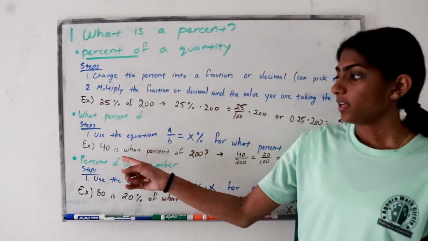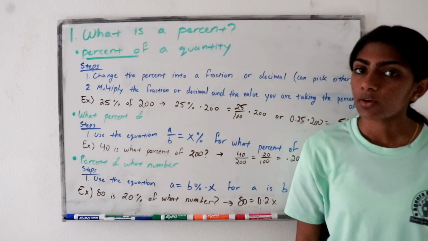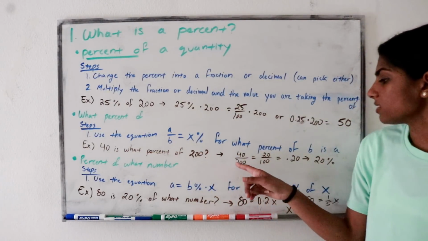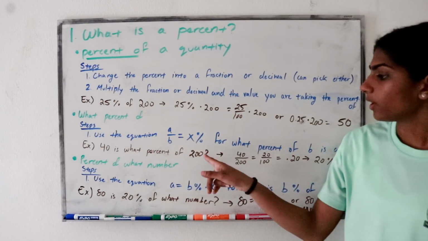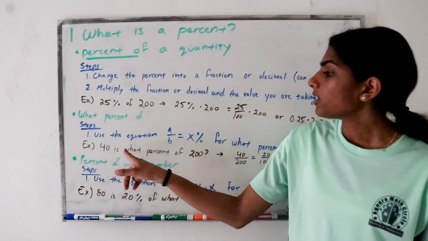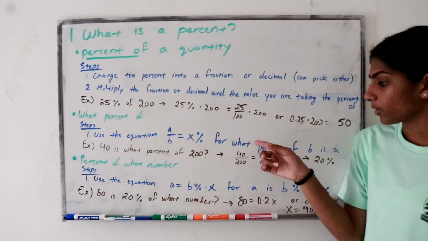So let's look at this question right here. 40 is what percent of 200? First of all, looking at the language, we say what percent of 200? Here it says what percent of B, so we know that 200 is B. Put 200 at the bottom. And then the next quantity, 40, we know that's going to be A. So put 40 on top.